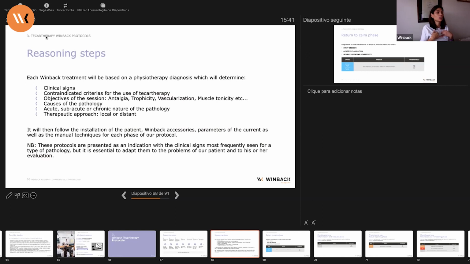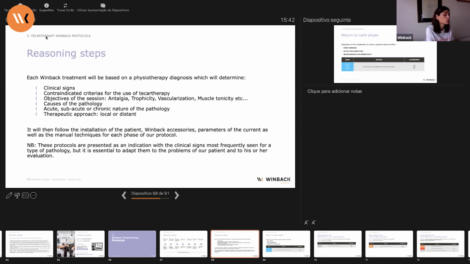If the patient has a lot of pain, we can work in distant approach and not having a manual effect that will increase the contracting of the patient. If you want to work locally, we can go directly. We choose the approach by our evaluation. It will then follow the installation of the patient, the Winback accessories, choosing the parameters of the current as well as the manual techniques for each phase of our protocol.